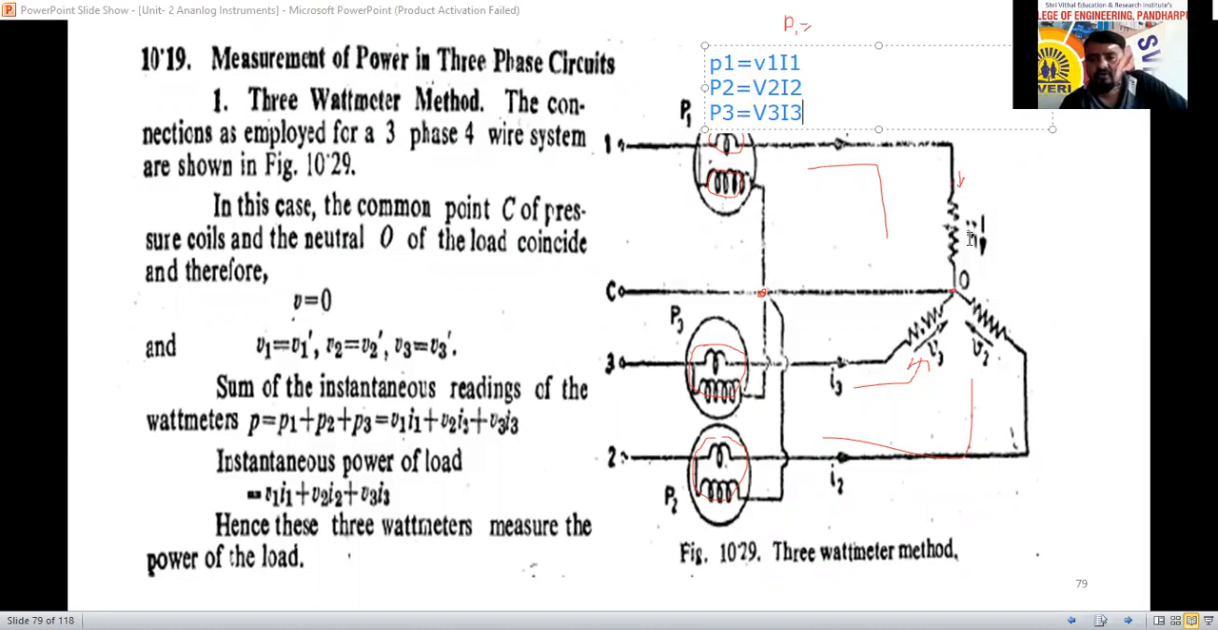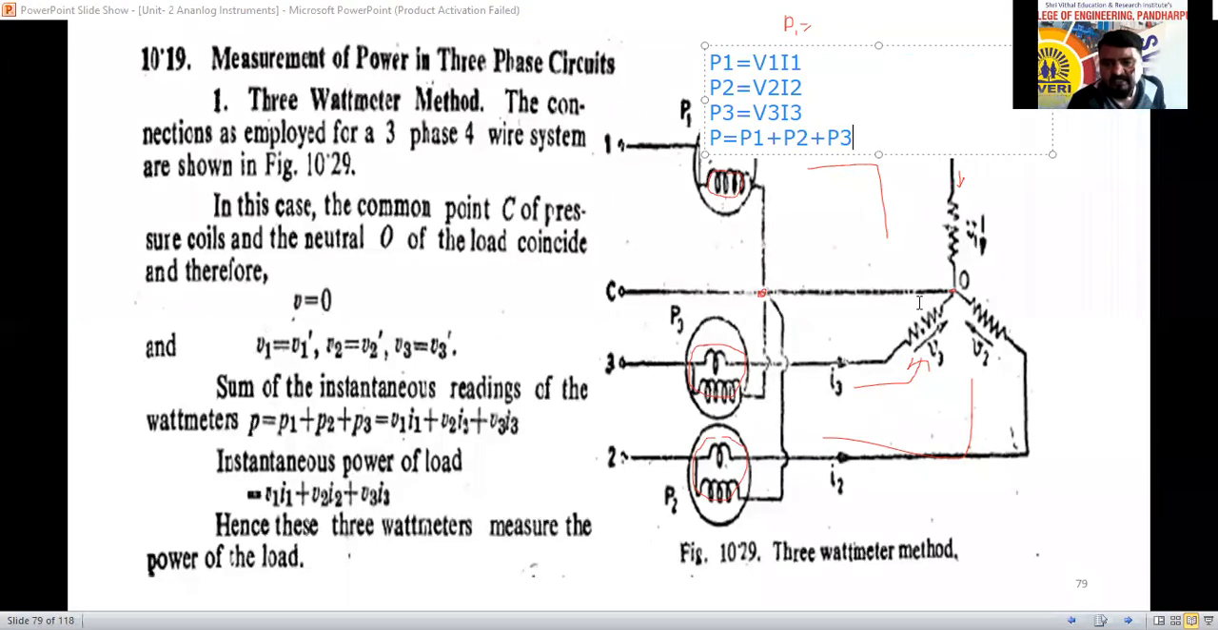The current flowing through each load and the voltage drop across that load give three powers, that is P1, P2, P3 we have considered here. The total power of the circuit, we can tell, total power P equals P1 plus P2 plus P3. This will give the total power here.